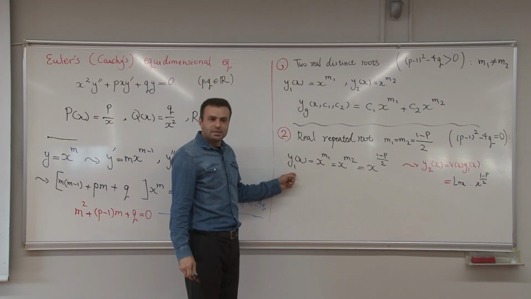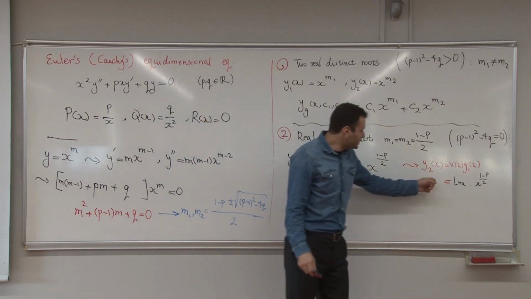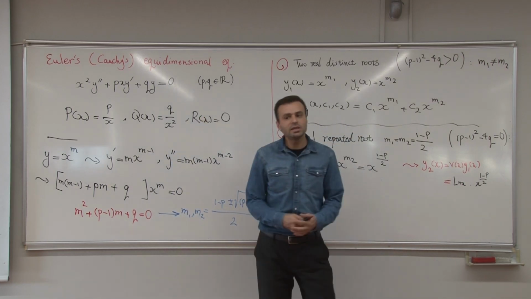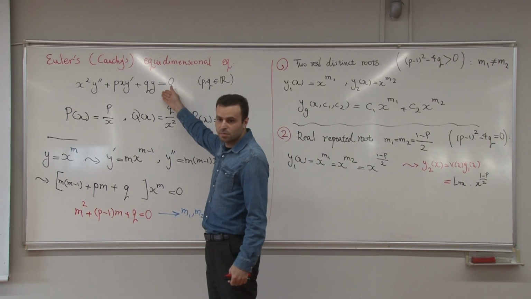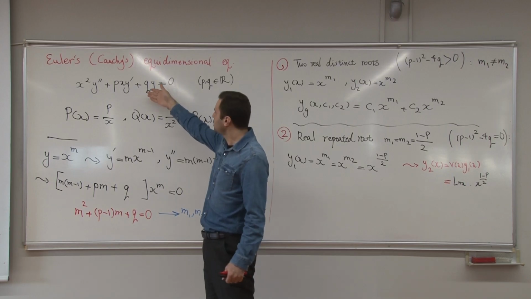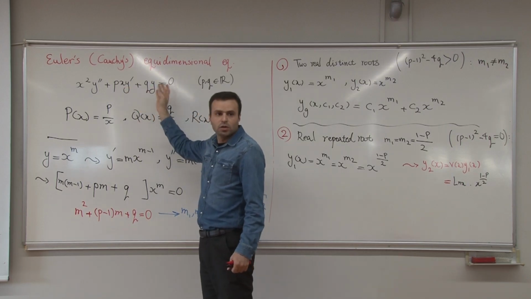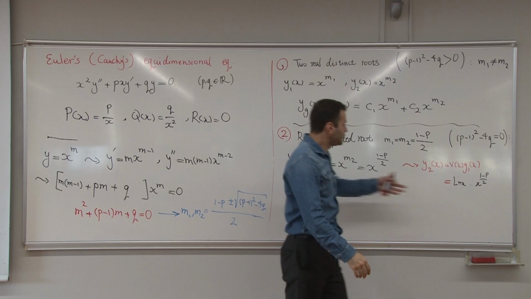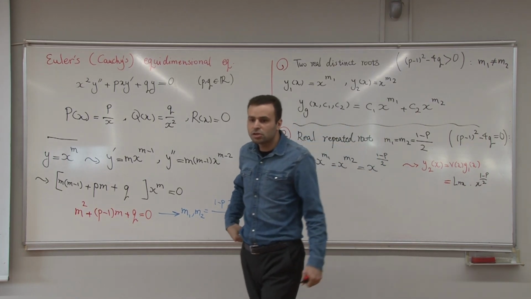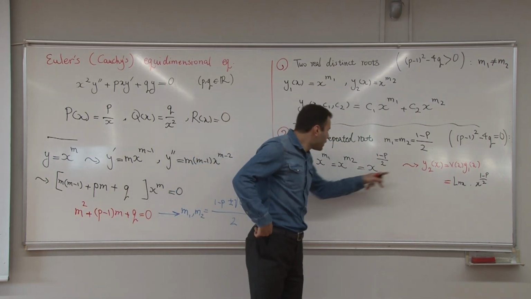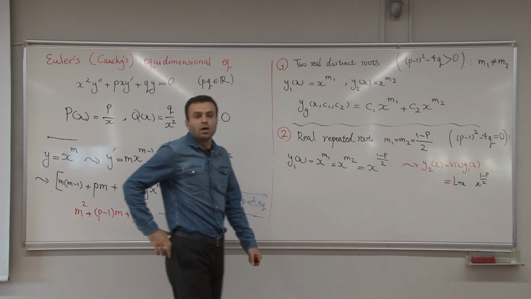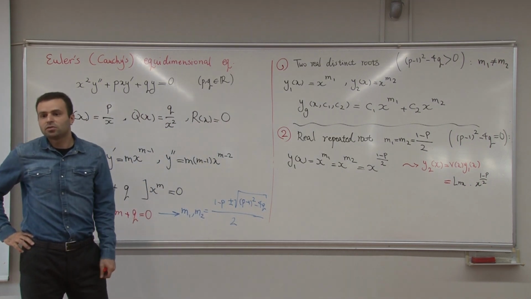This is the first candidate. This is the second candidate. And you can really check that they are solutions, because if you take the derivative and plug it in this equation, you will see that this one is a solution, this one is a solution. Now question, are these two functions y1 and y2 linearly independent or not?